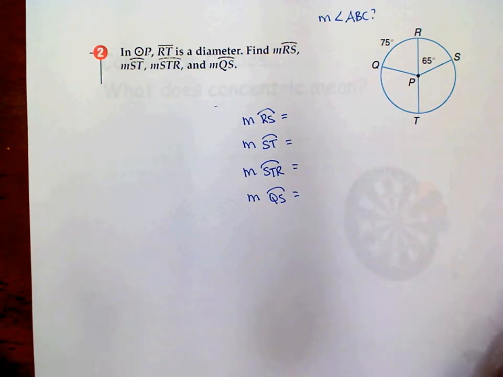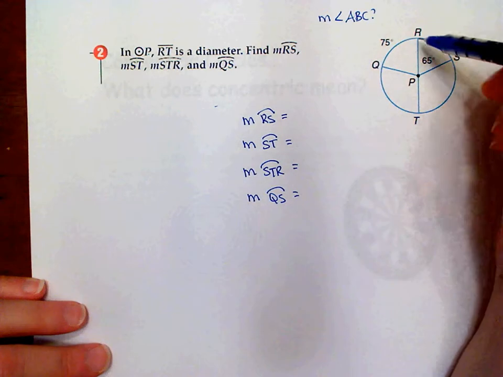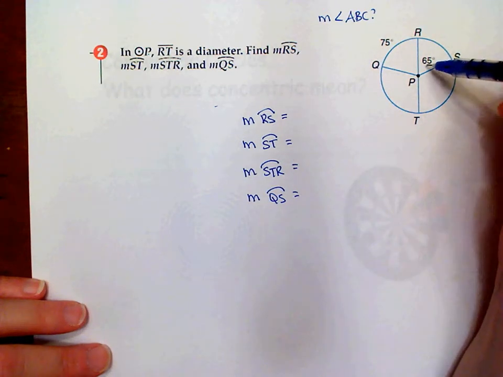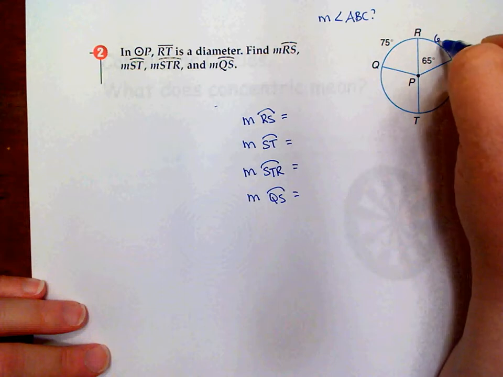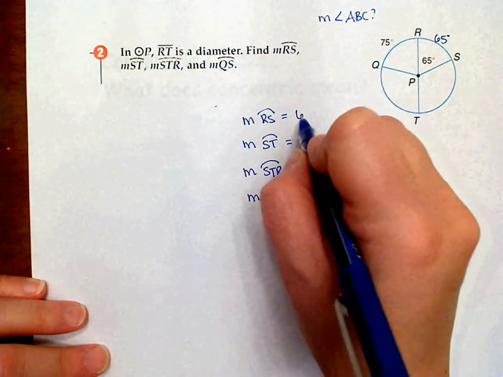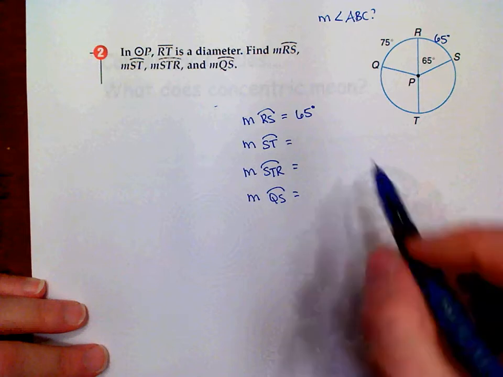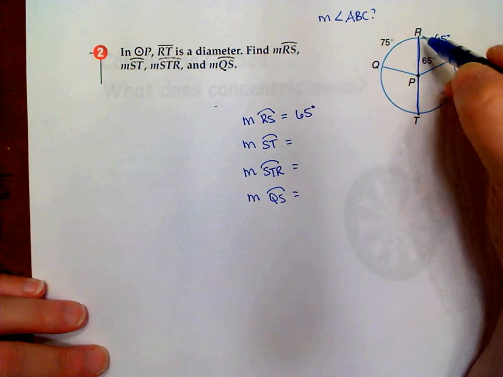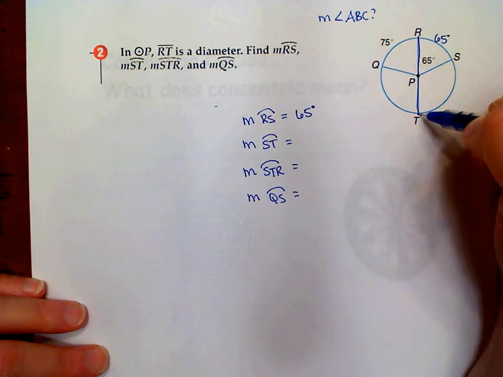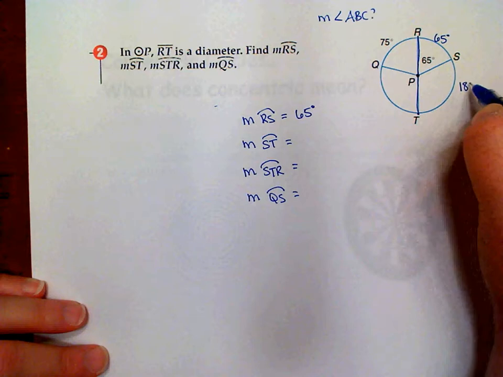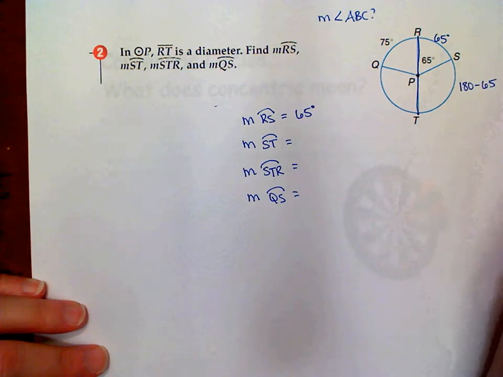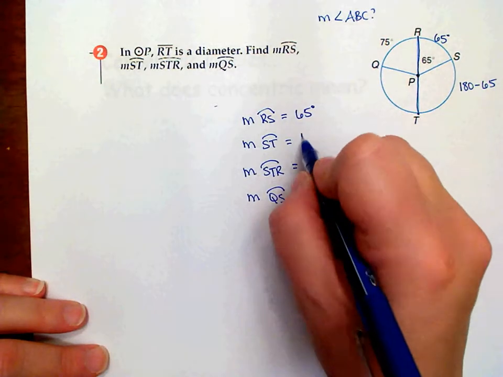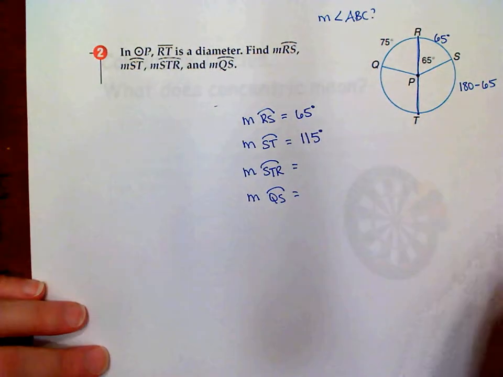The measure of arc RS is a minor arc, and remember it's equivalent to its central angle degree. So arc RS is also 65 degrees. To find ST, we have to use the fact that RT is a diameter. From R to T is halfway around the circle, so it has to be 180 degrees. So to find ST, I simply take 180 and subtract the 65 degrees from it. That tells me that the measure of arc ST is 115 degrees.